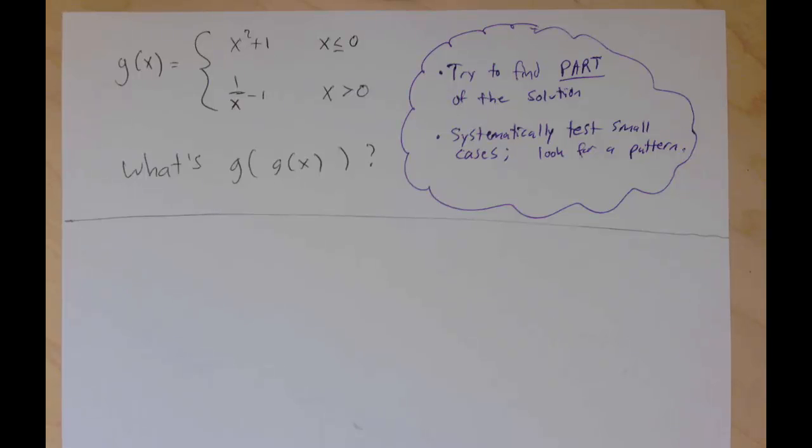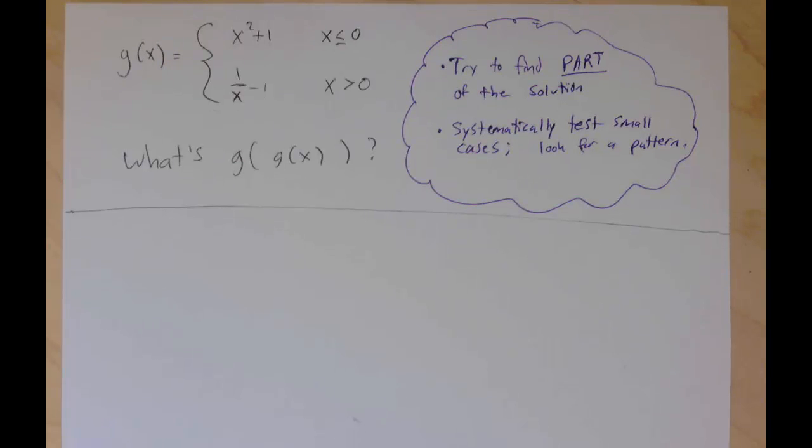One idea is, instead of trying to find the entire solution all at once, you should try and focus in on just one piece of the solution, just one aspect of the solution, just one part of the solution. And another idea is to systematically test small cases or small examples and look for a pattern that will help you try and answer the large question. So I want to illustrate what it might look like to try and use these two approaches.